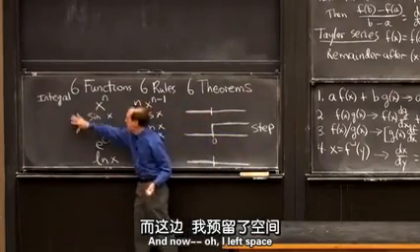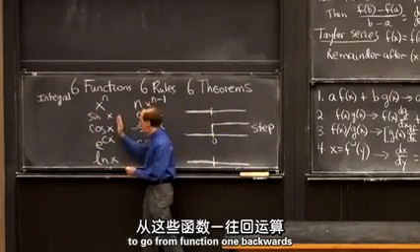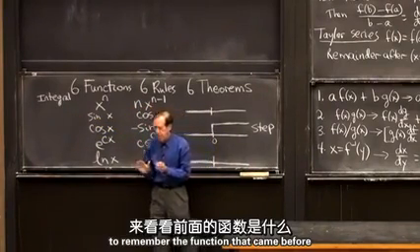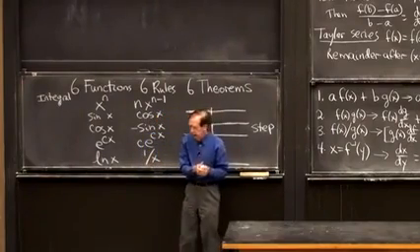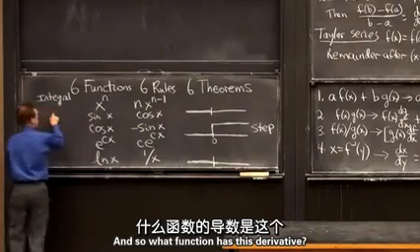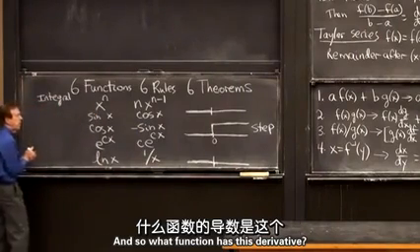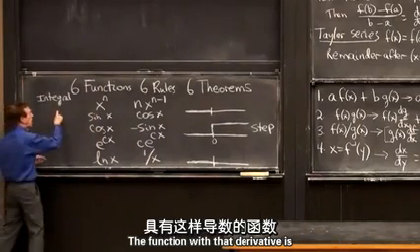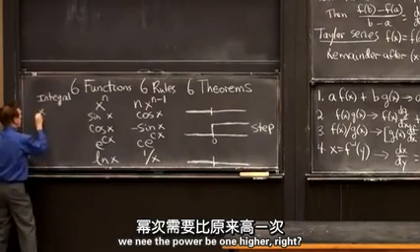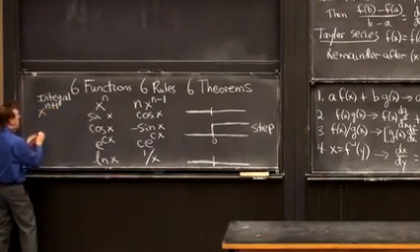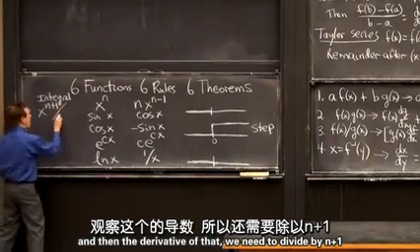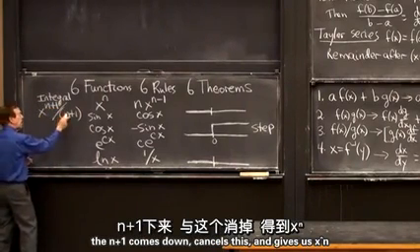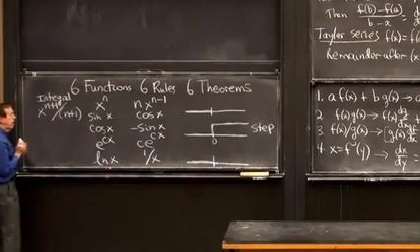And now, I left space to go from function 1 backwards, to remember the function that came before it. So what function has this derivative? I'm looking here at the other generation, the older generation. Well, the function with that derivative: we need the power to be 1 higher, right? And then we need to divide by n plus 1, so that when we take the derivative, the n plus 1 comes down, cancels this, and gives us x to the nth.